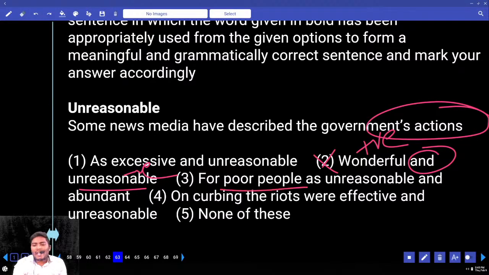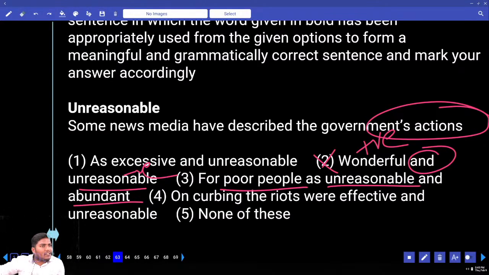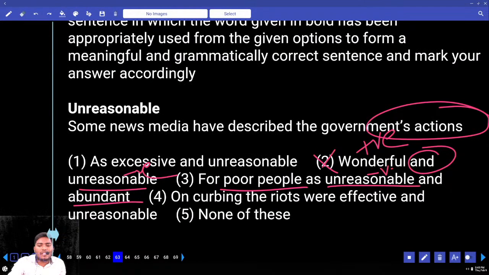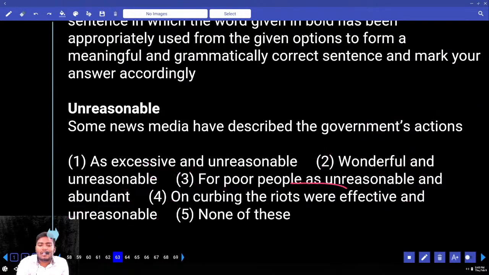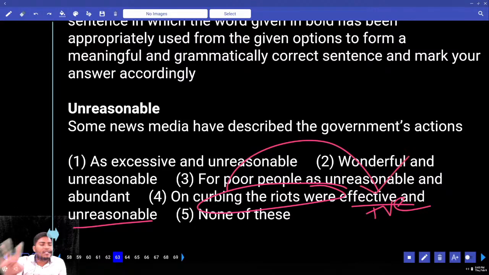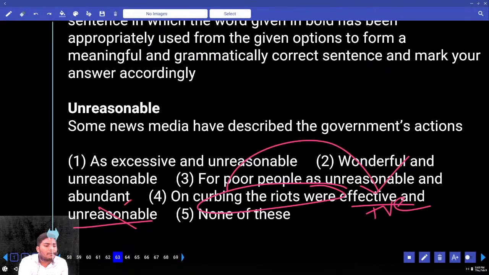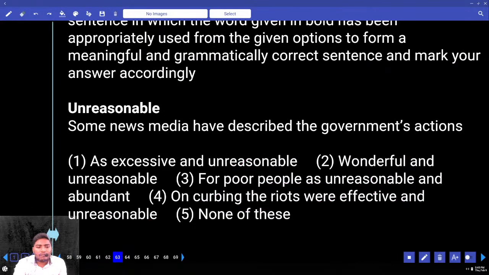For poor people as unreasonable and abundant. Abundant is what here? Abundant is more, sufficient, more than enough. Unreasonable comes with the negative. Again, the third combination is out. Next, on curbing the rights were effective and unreasonable. Government has curbed the rights which were effective and also unreasonable. Effective is absolutely positive because they are reducing the rights. Unreasonable comes with a negative word again. Even the fourth one is out.